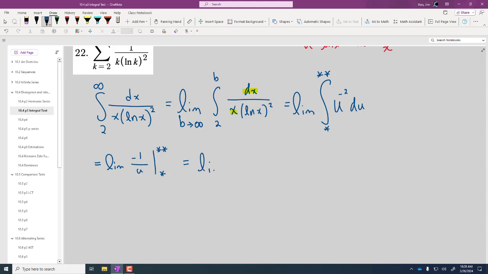And then we're going to go back to our x's. So this is going to be negative 1 over natural log of x. And this then was from 2 to b. And we have limit. We can put the negative sign out in front if we want. So negative 1 out in front, and then we have limit of 1 over natural log of b minus 1 over natural log of 2. We're taking that limit as b goes to infinity.